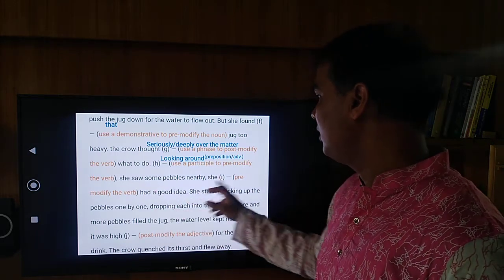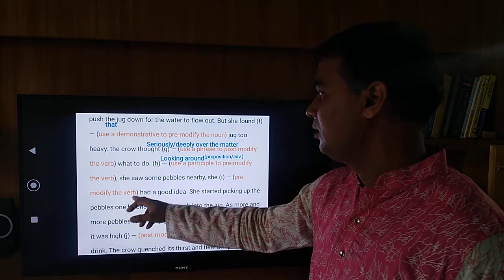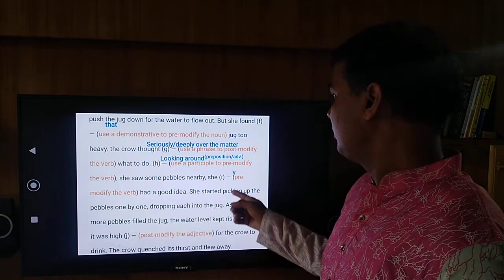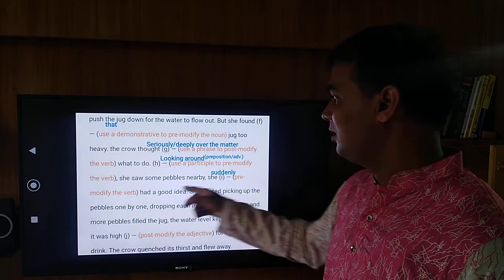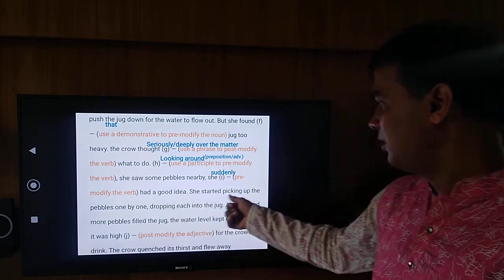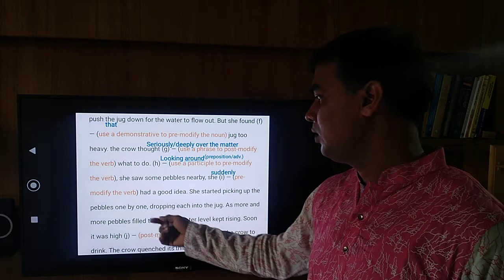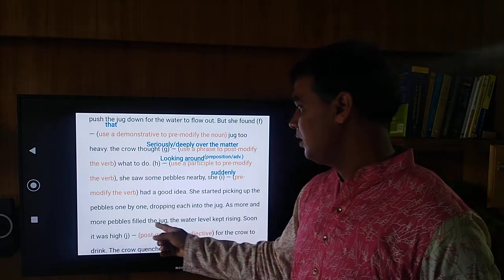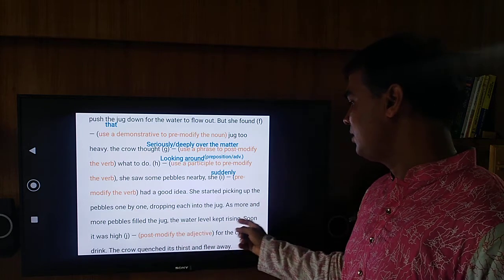She had a good idea. Pre-modify the verb. Pre-modify the verb, that means you have to use now an adverb. So we can say she suddenly had a good idea. She started picking up the pebbles one by one, dropping each into the jug. As more and more pebbles filled the jug, the water level kept rising.